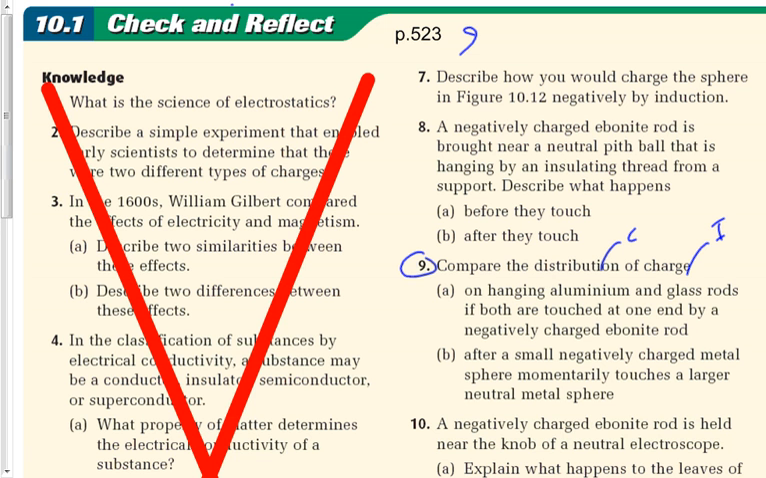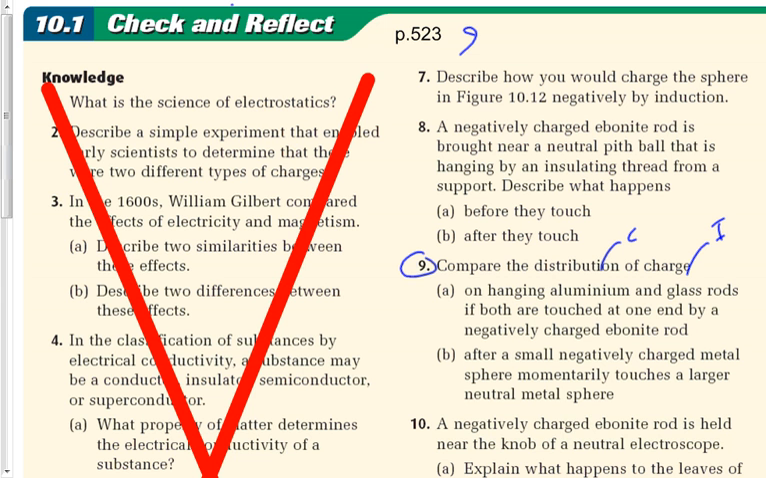Why would there be a difference in a distribution of charges if we've got a conductor versus an insulator? What is a conductor? Yeah, a conductor will accept electrons or give away electrons more easily than an insulator, right? It's easier to transfer charges because those electrons aren't as tightly bound to the nucleus.